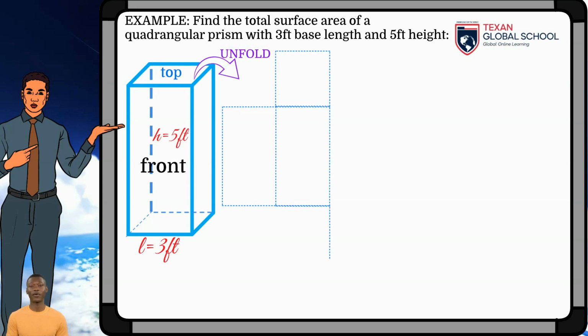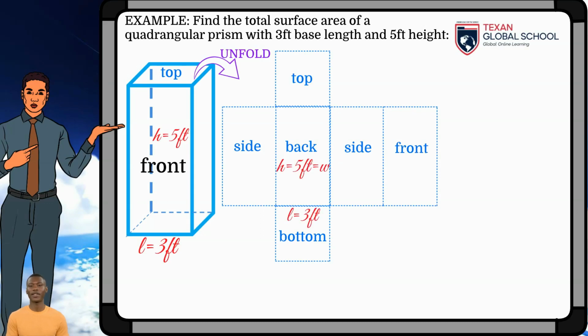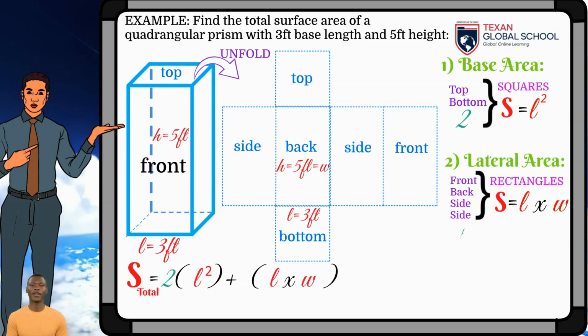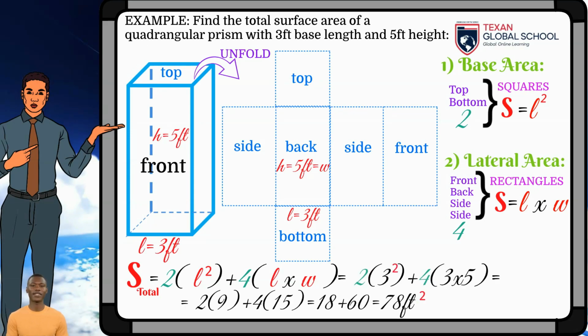Then, unfold it to analyze the surface area to be calculated. We can see that the two bases are squares, and the 4 sides are rectangles as lateral faces. Hence, to calculate the area of one base, use the formula of a square, as the length times the length or the length squared. Then, to calculate the area of one of the sides, use the formula of a rectangle, as length times width. As a result, the total surface area is 2 times the area of the square, plus 4 times the area of the rectangle. 2 bases and 4 sides or lateral faces. The total surface area is 78 square feet.